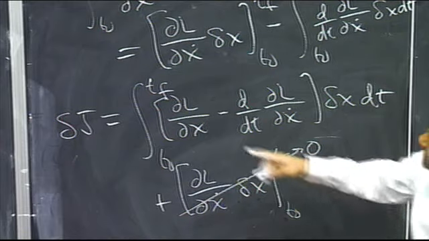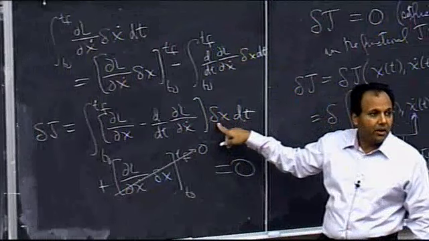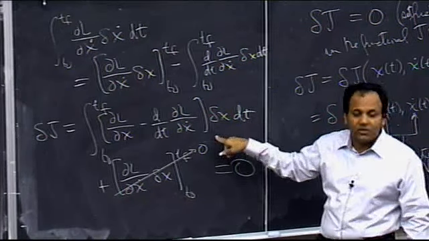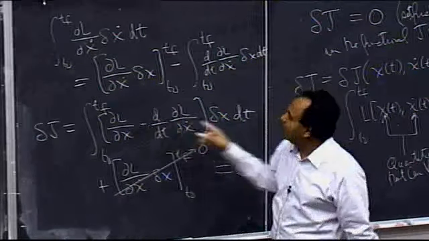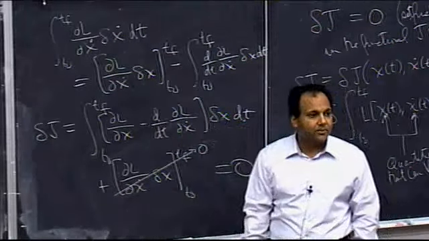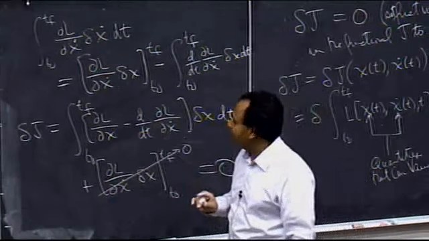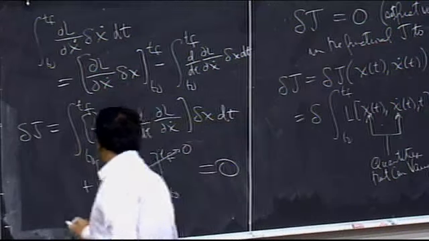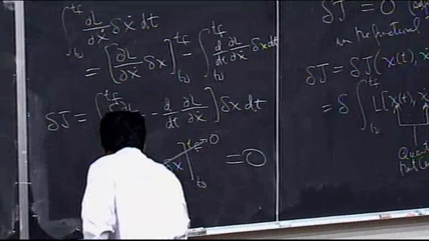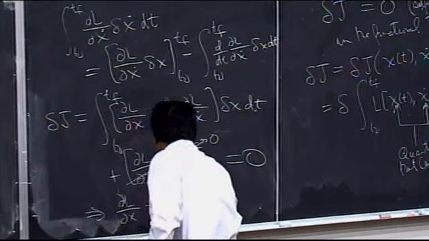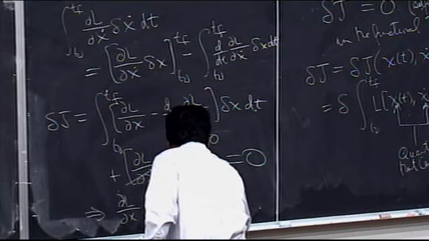What this says is this integral must equal 0 regardless of what this thing is over here. No matter how I vary x, this thing has to equal 0. What's the only way that this thing can equal 0 for all variations in x? This whole thing inside the square braces has to equal 0. So this has to equal 0: the partial of L with respect to x minus d/dt of the partial of L with respect to x dot has to equal 0.